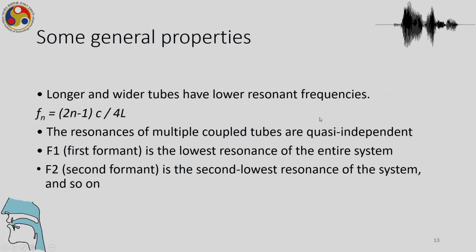So longer and wider tubes have lower resonant frequencies, and that's why the integer multiples 1, 2 and 3 are used for the different formants. And the resonances of multiple coupled tubes are quasi-independent. The first formant is the lowest resonance of the entire system, the second formant is the second lowest resonance of the system, and so on. So this is a general property that is assumed, that F1 is the lowest resonance of the entire system. Now what does that mean? We'll see that gradually in this lecture.